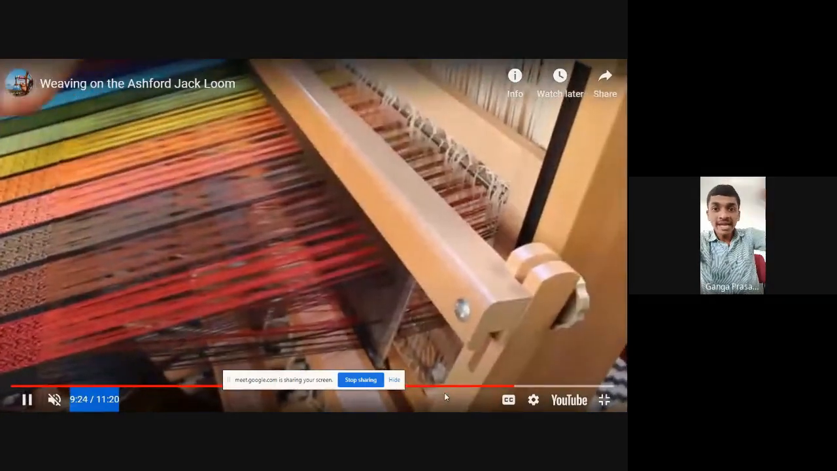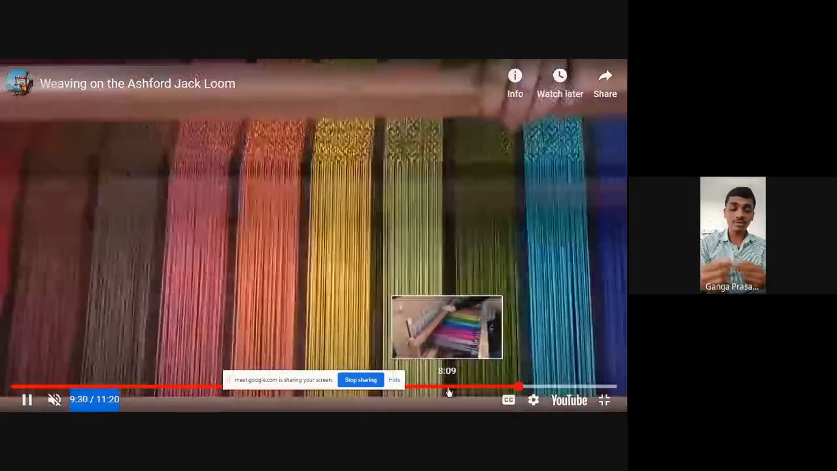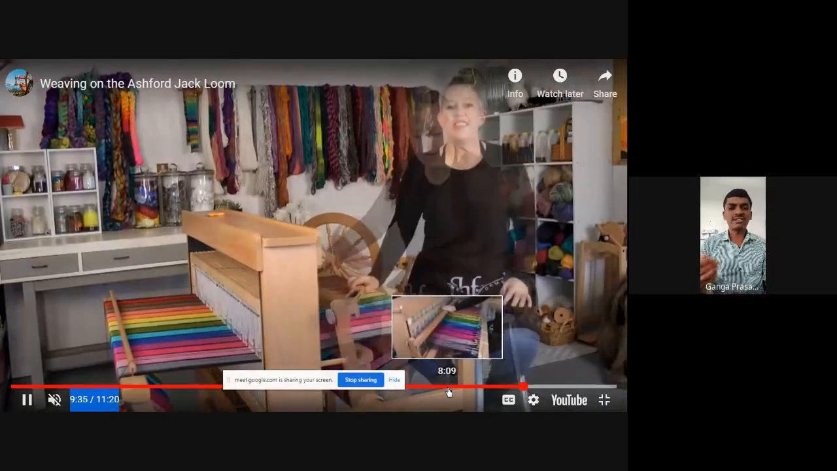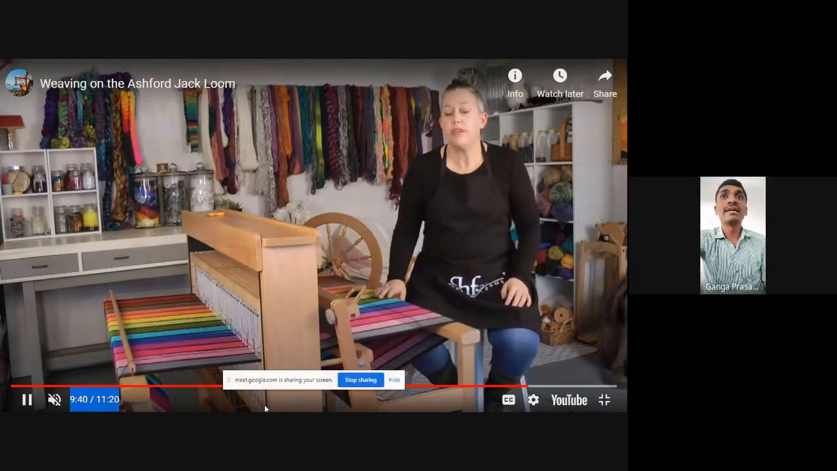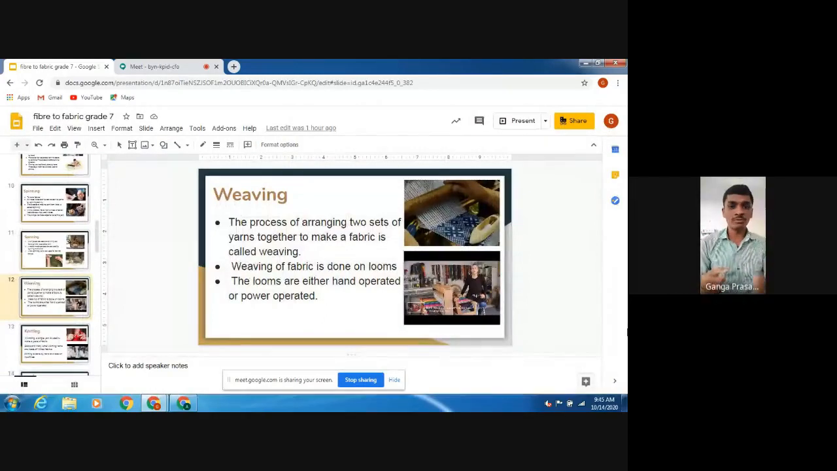Okay, weaving is done by loom. Looms are of two types. Handmade or general loom, and electronic looms. Electronic looms, by using power, can do many things. Without power there are some looms, but we have to do the work ourselves. Now in this video he is using a general loom without electric power, but electric power looms will do all the things by themselves.